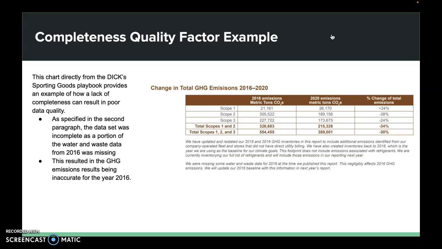So we're first going to look at completeness. This chart right here is pulled directly from the Dick's Sporting Goods playbook and provides an example of how lack of completeness can result in poor data quality. As specified in the second paragraph in this screenshot straight from the playbook, the data set was incomplete as a portion of the water and waste data from 2016 was missing. So this resulted in the greenhouse gas emissions results being inaccurate for the year 2016.